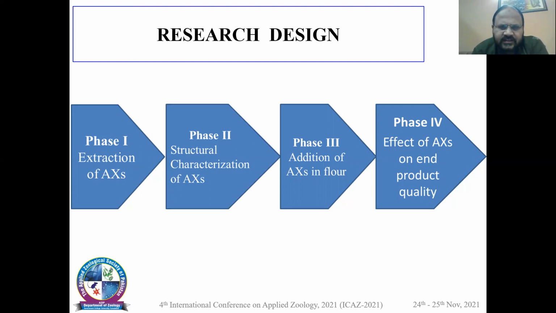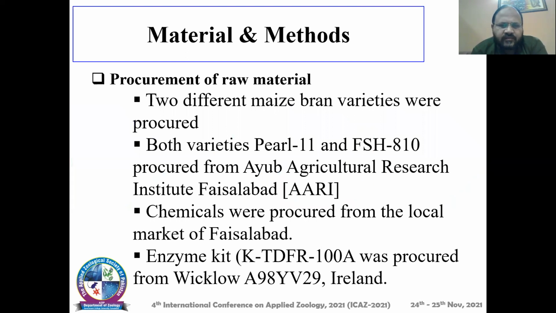In the next slide, the overall material and method part, from maize raw material to end product. First of all, procurement of raw material was done. Two different maize varieties were procured, Pearl 11 and Faisalabad FSH 810. Both varieties were procured from the Ayub Agriculture Research Institute, Faisalabad, and chemicals were procured from the local market as well as Sigma Aldrich Company. Enzyme kit was procured from Wicklow, Ireland, and other raw material was purchased from the local market.